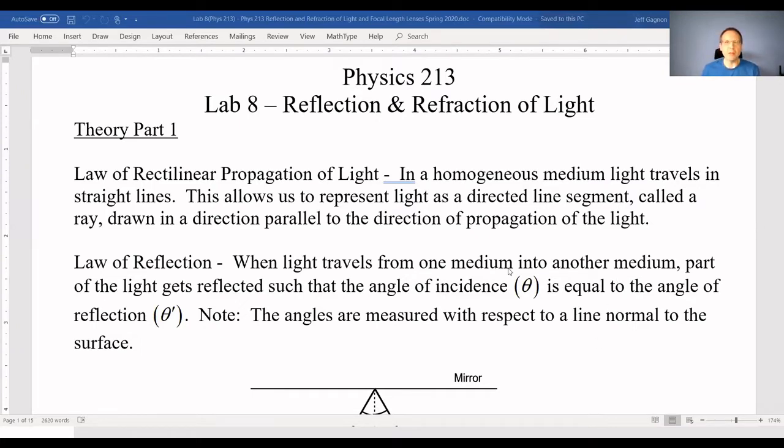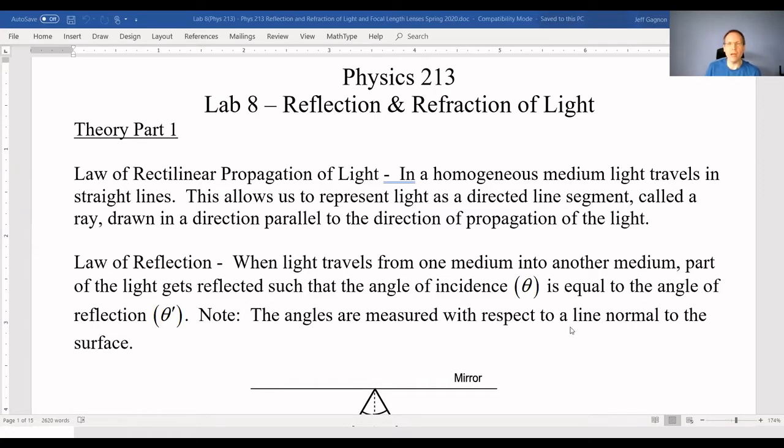For part 1, we're going to look at how light is reflected off of flat mirrors, which are called plane mirrors. Now, there's something called the law of the rectilinear propagation of light, and you can think of that as just being that light travels, or you can model it as traveling, in a straight line when it's traveling through some medium. So if it's traveling through air or water or glass, you can model it as a ray traveling in a straight line.